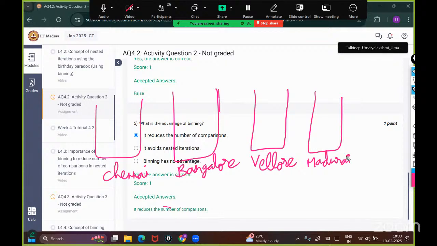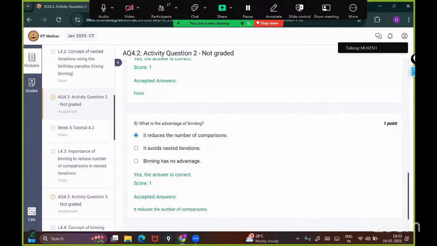Now let's say in Chennai, I want only the females. Within this bin, I can just make the changes, right? I can check how many females are there. Now I have to do iteration only within this bin. Right. Okay. So that is the answer to the question.